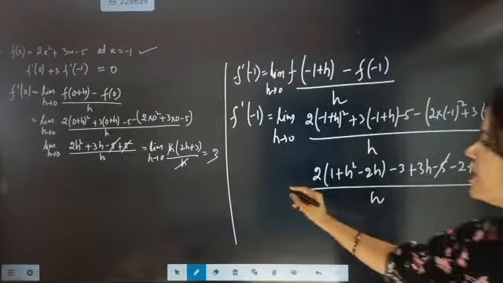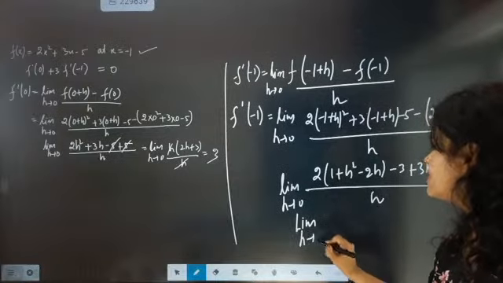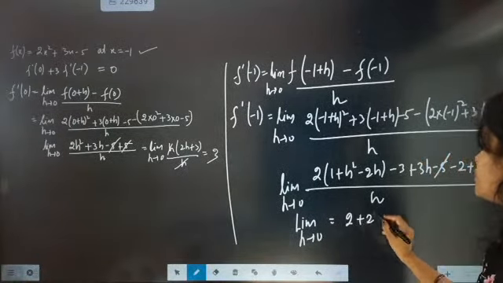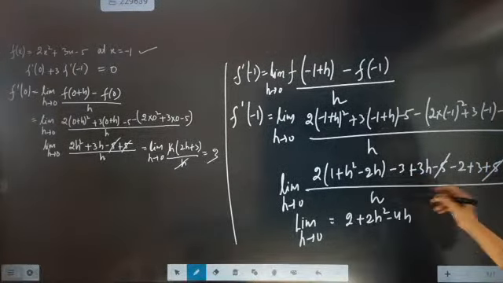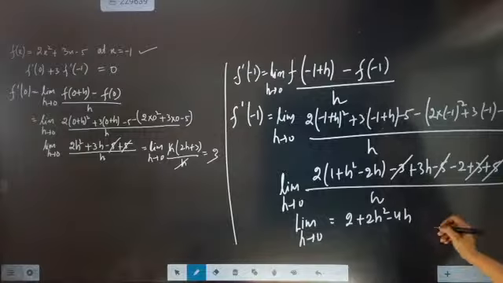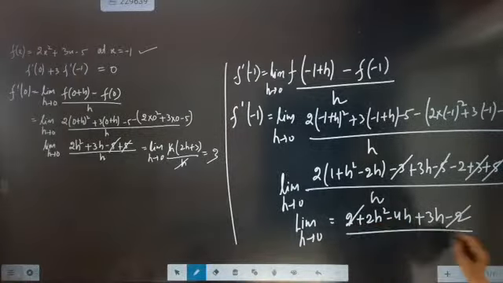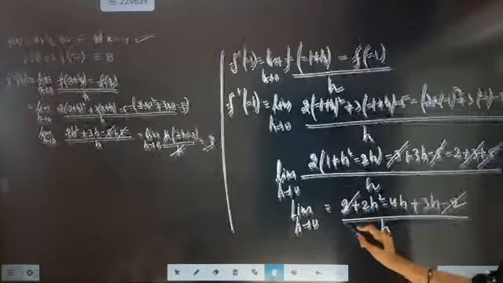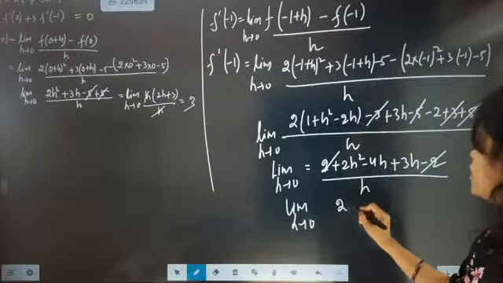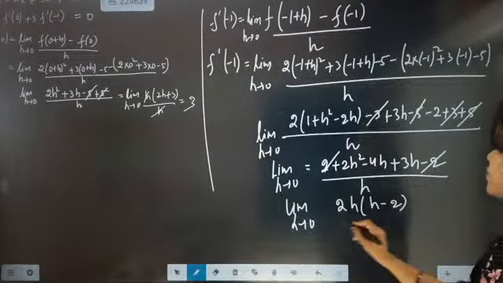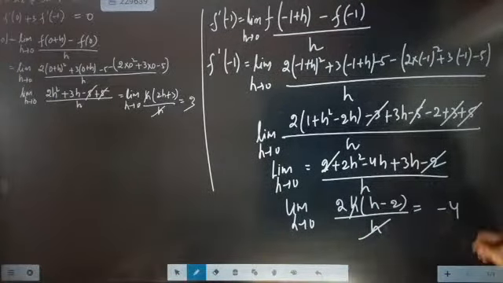Now here h is there, limit h tends to 0. It is going to be 2 plus 2h square minus 4h, and here plus 3h, plus 3 minus 3 gone, and here it is only going to be plus 3h minus 2. So plus 2 minus 2 again gone, h is there. So we are going to take out 2h common. Limit h tends to 0, 2h common, so it is coming as (h minus 2) by h. So this h and h cancel. It is going to come as minus 4.